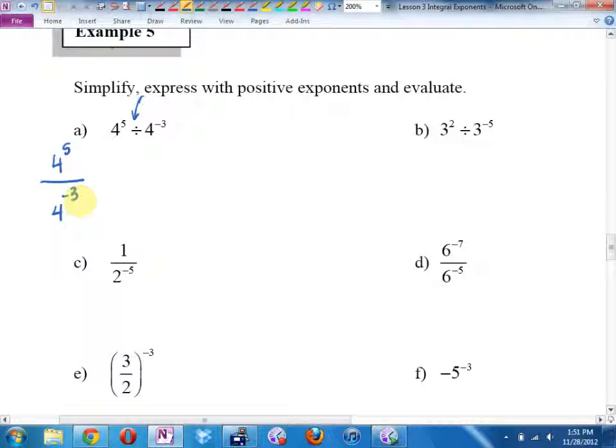Why do I like that? Because now I can clearly see my approach. Is there a power to a power? Is there any exponents outside the brackets here? Nope. Are there any negative exponents? Yes. Elevator. Let's go one thing at a time. 4 to the 5th stays where it is. 4 to the 3rd comes to the top. 4 to the 8. Nothing left on the bottom.